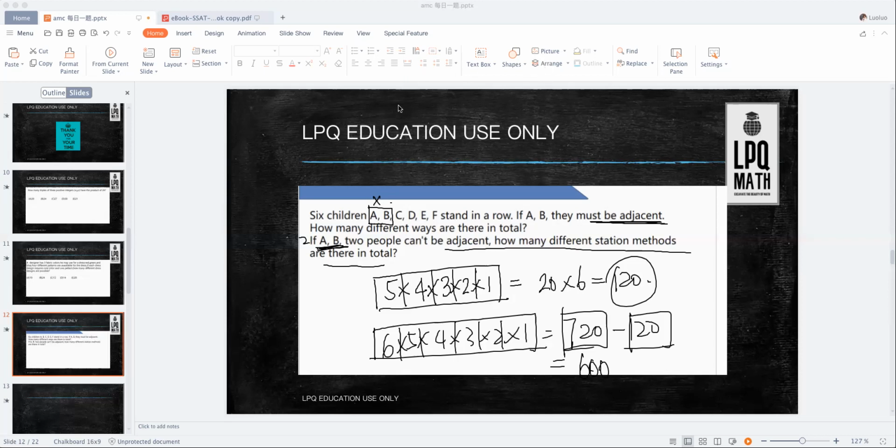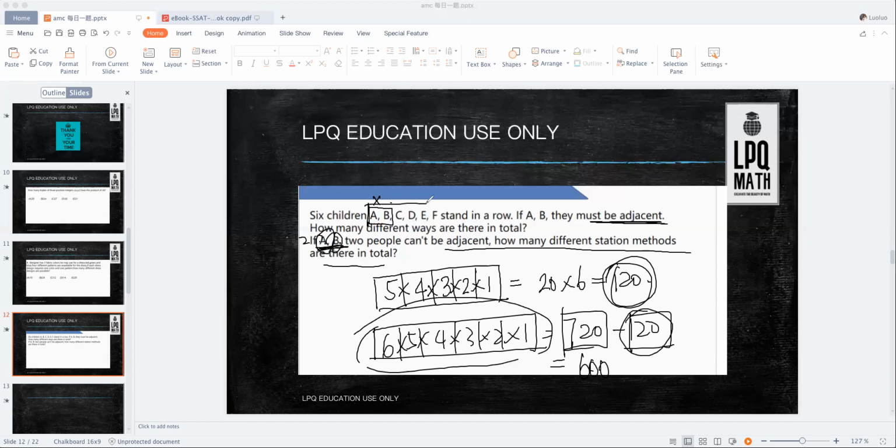So the reason why I'm doing these questions today and yesterday is because I want you to think about it. When some situation is very complicated, for instance, it's very hard for you to find out A and B cannot stand together, it is easier to find out, if you put them together, how many possibilities there are, and use the total possibilities minus that one.